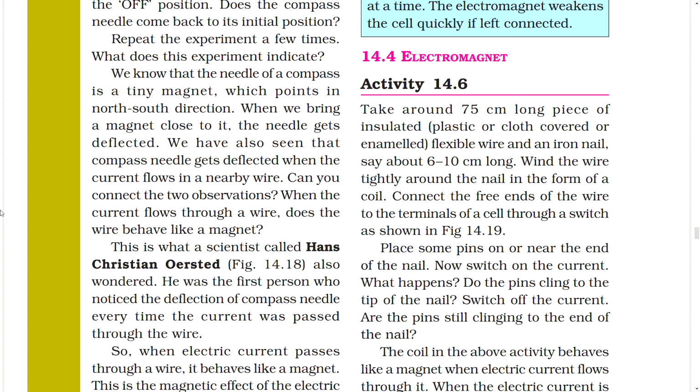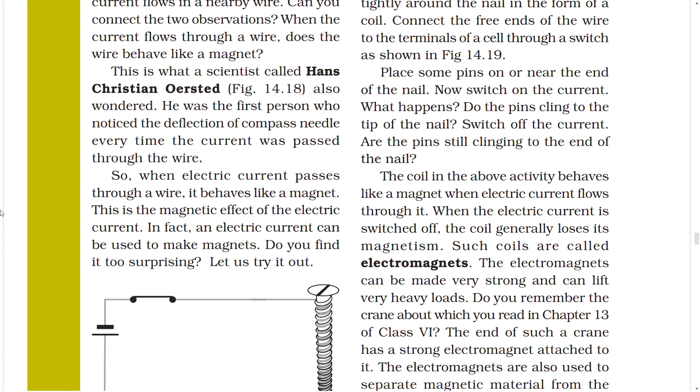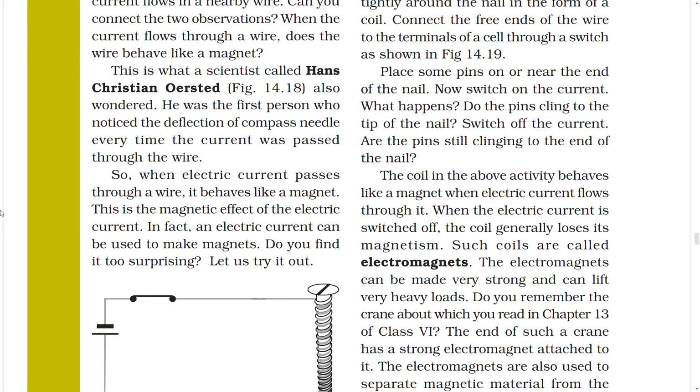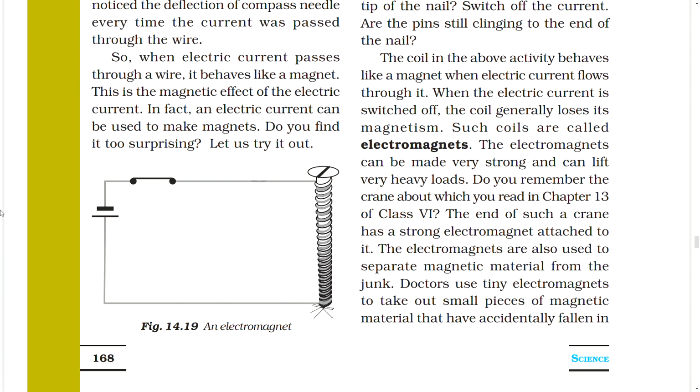The coil in the above activity behaves like a magnet when electric current flows through it. When the electric current is switched off, the coil generally loses its magnetism. Such coils are called electromagnets. The electromagnets can be made very strong and can lift very heavy loads.